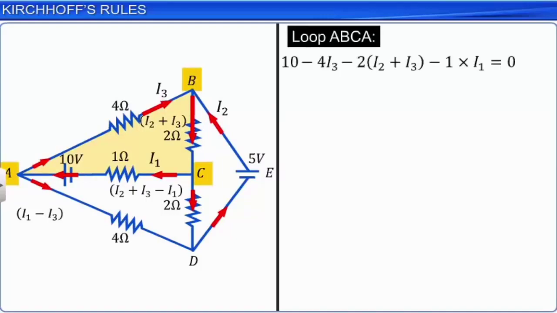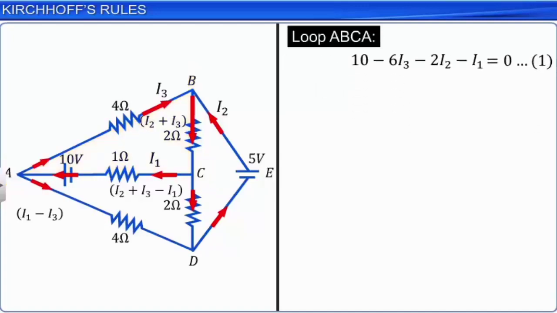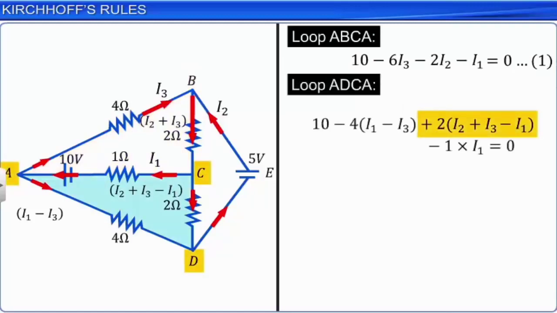Substituting the values of the potential changes across the resistors and that of the cell in the loop and simplifying, we get equation 1. Loop ADCA. Let us again start from the negative terminal of the 10-volt battery and walk through the loop in an anti-clockwise direction. Add the potential changes step by step and equate it to 0. Substituting the values of the potential changes across the resistors and that of the cell in the loop and simplifying, we get equation 2.